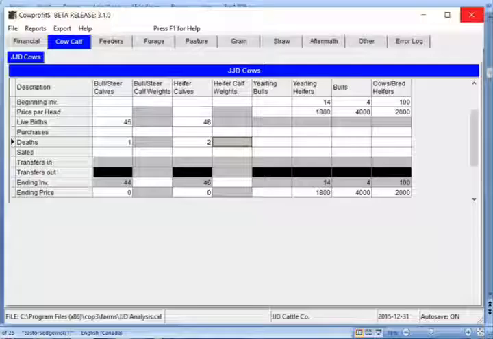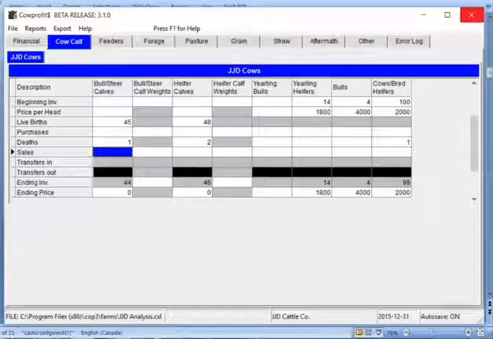And as you see, we'll work straight across. There was also 1 cow that died. Let me make sure we get that one over here. 1 cow. And now we go down to sales. Again, starting from the left.